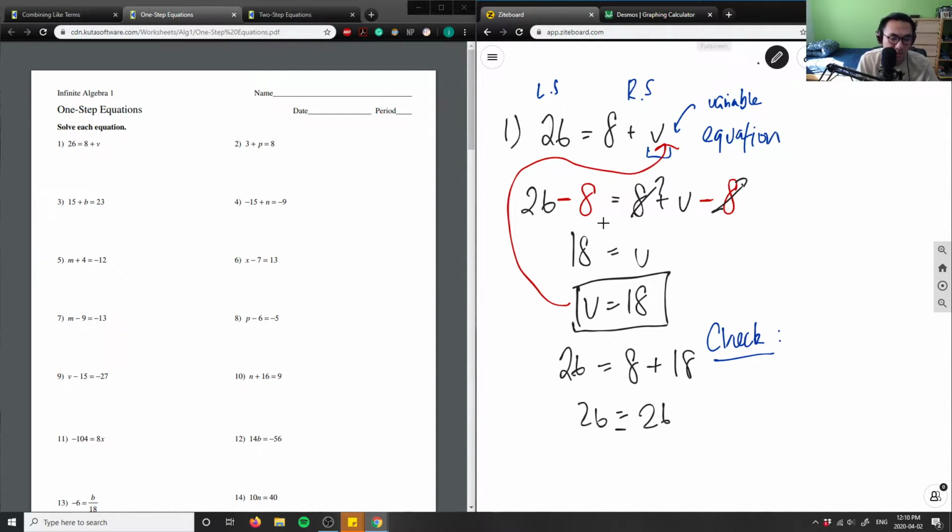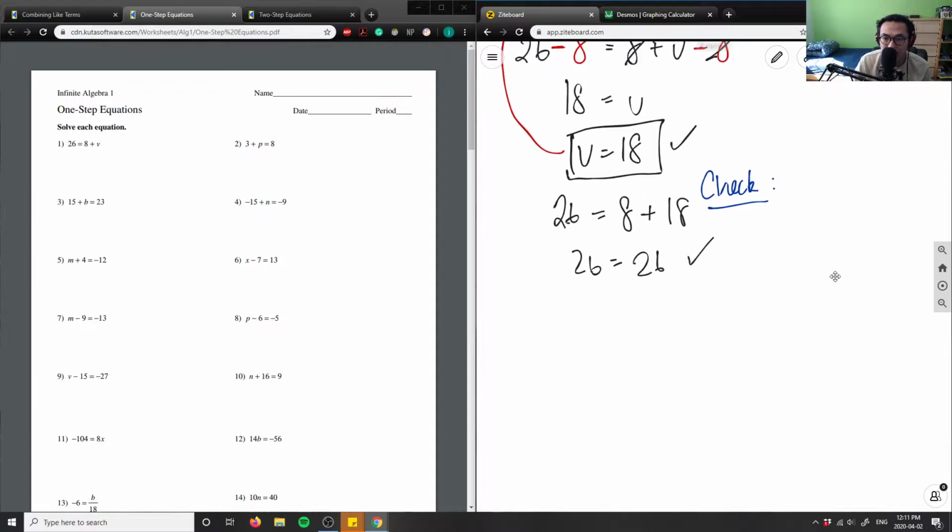If both sides equal the same number, we know our answer is correct. So maybe let's check mark here. 26 equals 26. We've checked our work. We are good with this equation. So again, my answer here is v equals 18. So that's our answer here. And this is just a check to make sure our variable is correct.